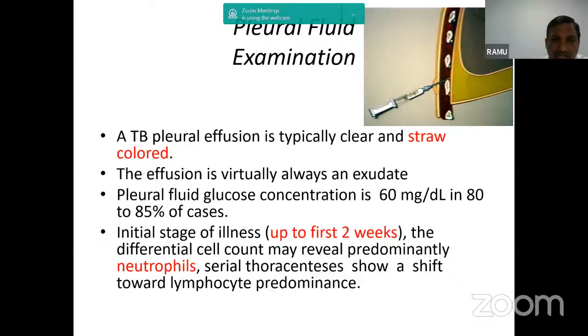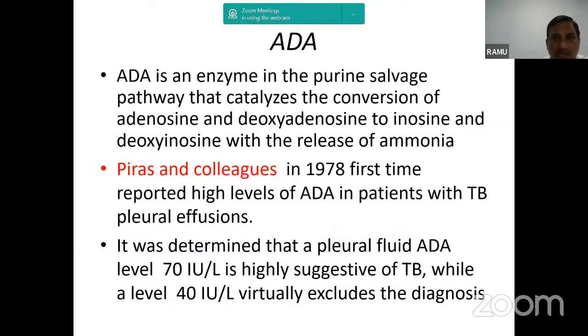Glucose, as I said, and in the initial stages the differential count is always very difficult. It is neutrophilic predominance, but later it becomes lymphocytic predominance.